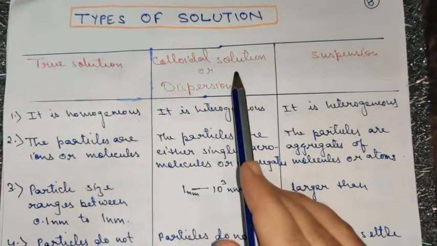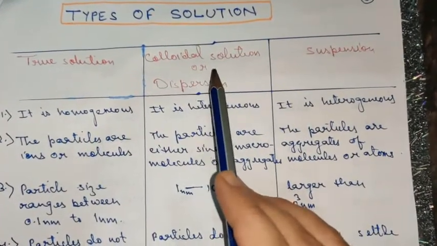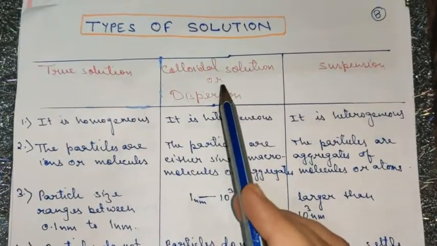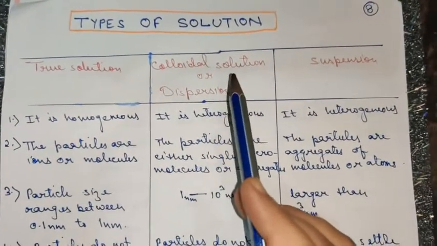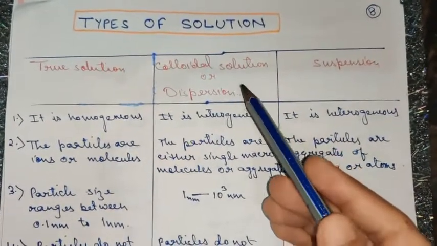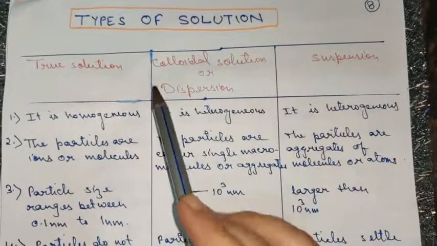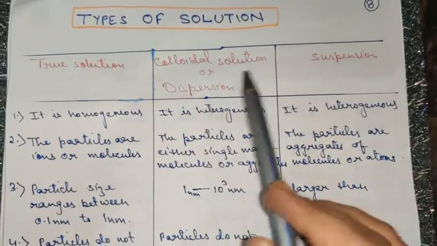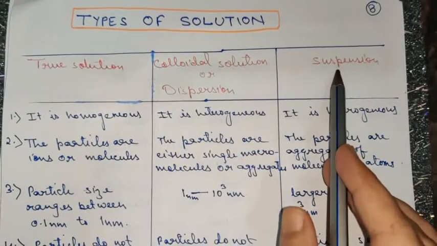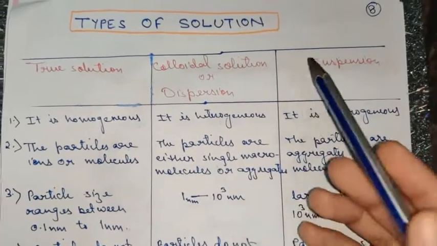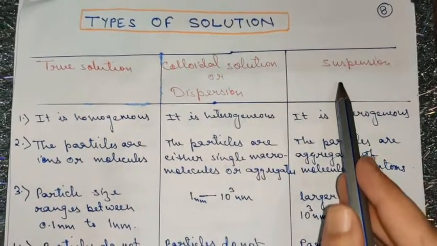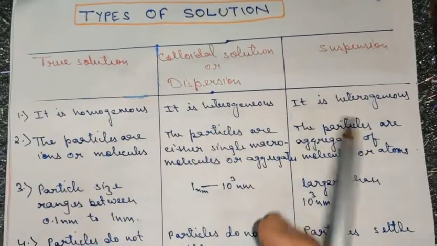Now coming to colloidal solution. For colloidal solution, you can add starch to water. Now starch is what? The wheat flour which is present in your home, which is used for making chapatis. That flour, when added to water, prepares a colloidal solution or a dispersion solution. Now the third category is suspension. The example of suspension can be sand added to water, mud added to water. So children, keep these examples in mind while I explain you the properties.